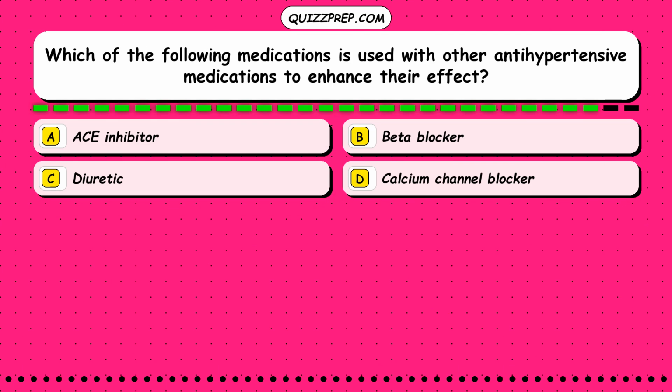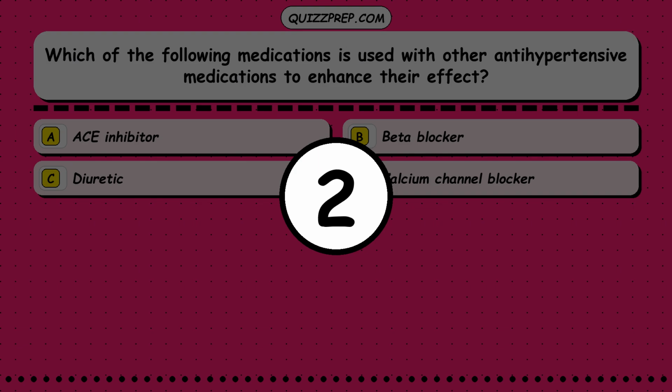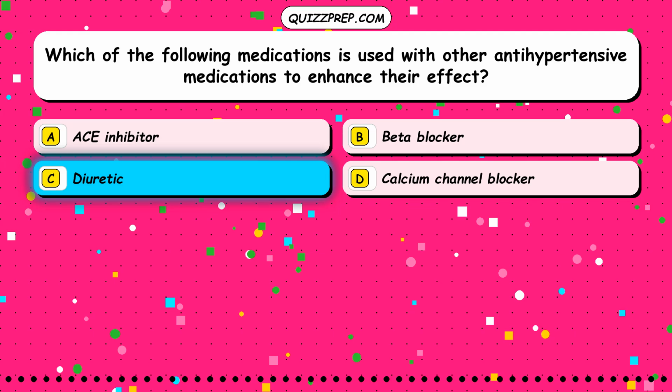Question 108. Which of the following medications is used with other antihypertensive medications to enhance their effect? Option A, ACE inhibitor. Option B, beta blocker. Option C, diuretic. Option D, calcium channel blocker. The correct answer is option C, diuretic.